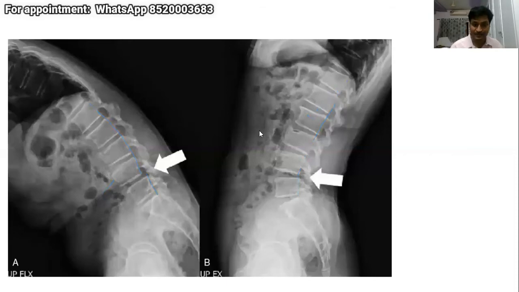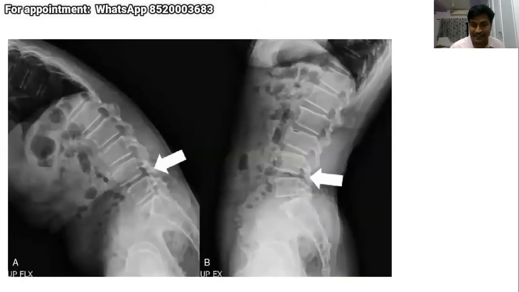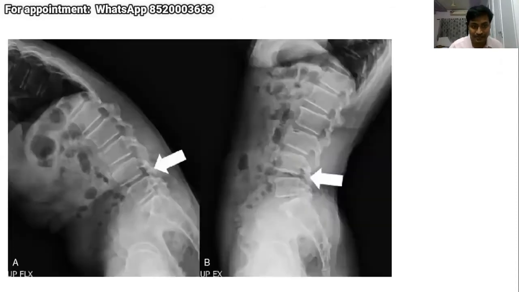If I have something. Okay, we'll come later on again. This is also flexion. No, I don't have that picture, so we'll come again.